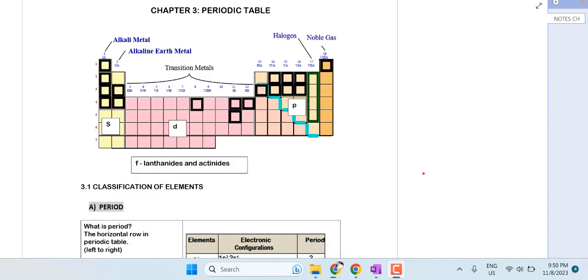Okay, chapter 3, periodic table. So, in chapter 2, you learned about electronic configuration. From electronic configuration, you can figure out the position of the element in the periodic table. In the periodic table, we have S block, D block, P block, and F block. So, this is something new for you.